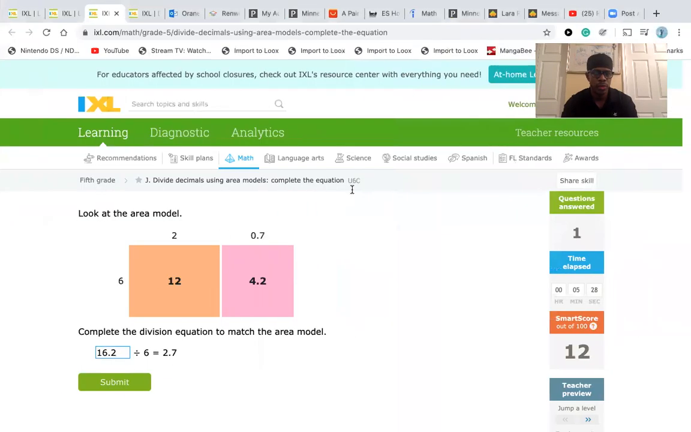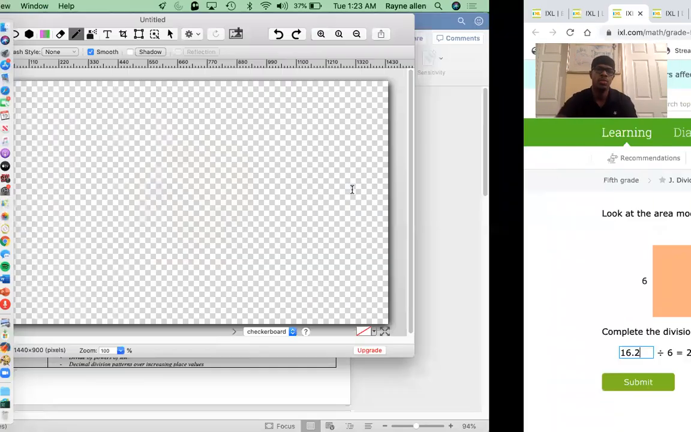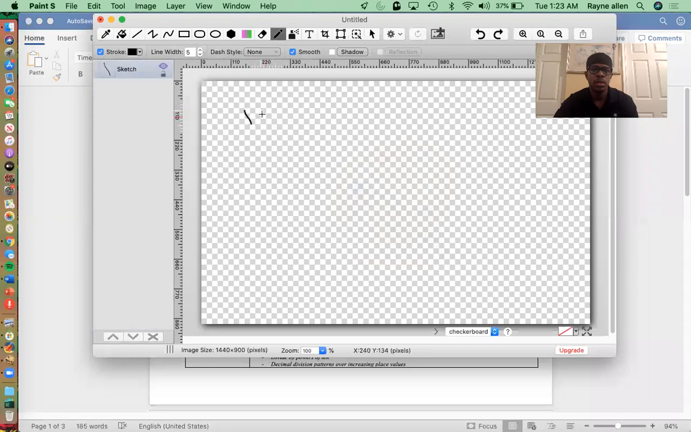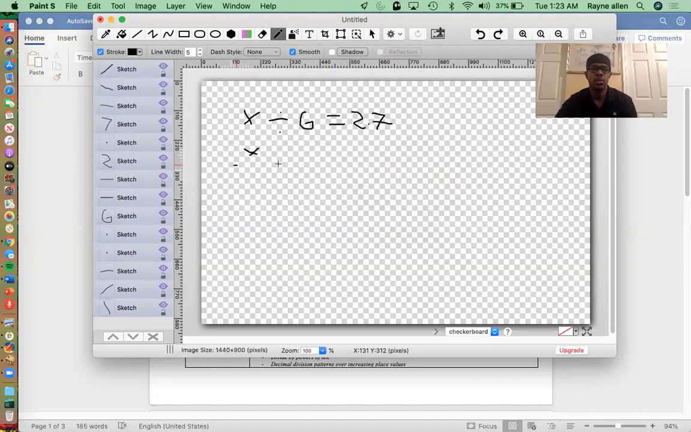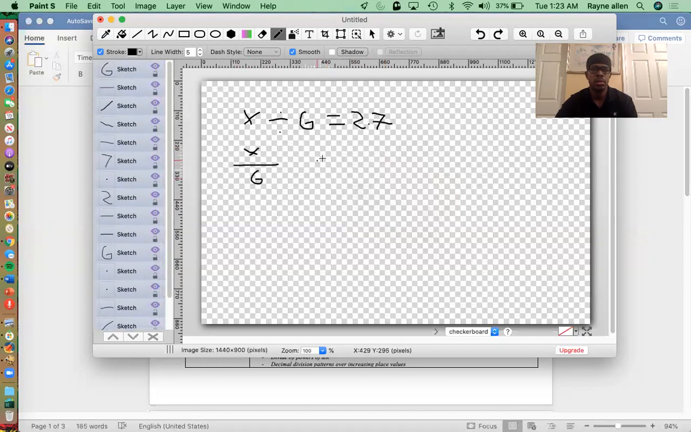So I have x divided by 6 equals 2.7. So we have x divided by 6 is equal to 2.7. So this can be written as x over 6 is equal to 2.7. So we have x, an unknown, and then we have 6, or x divided by 6 is equal to 2.7.